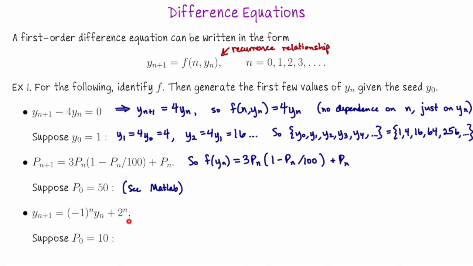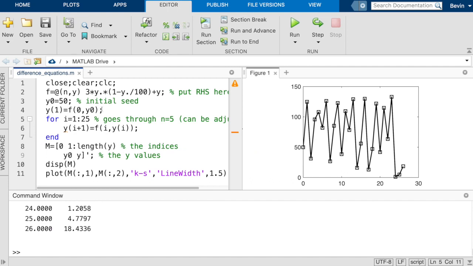Our third equation, I just wanted to give you an example of when the right-hand side might depend on n. So here you can see that there are terms that just depend on n, and then there's also y sub n. So in this case, f of n comma y sub n would be -1 to the n times y sub n plus 2 to the n. Let's suppose the initial term in our sequence is 10, and let's see what this is going to look like in MATLAB. All right, so I've opened up MATLAB.